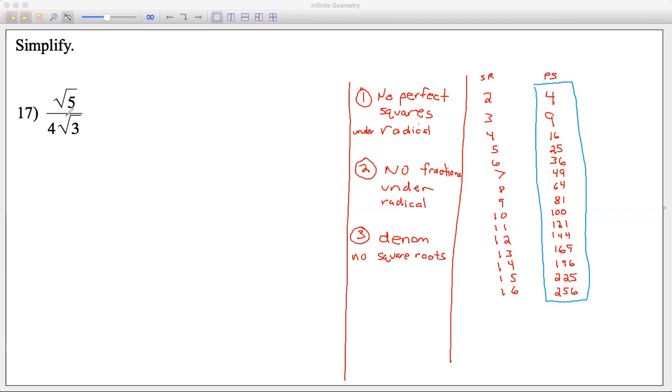Obviously, right now I got a square root in the denominator. I got fractions. There are no perfect squares underneath it. Okay, so how do you handle this one? So we look underneath each square root symbol first, see if there's any fractions. Nope. See if there's any perfect squares. Nope. So the only problem is number 3 here. I've got square root in the denominator.